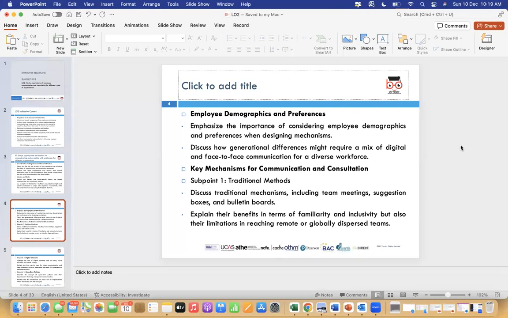And benefits in terms of familiarity and inclusivity, but also limitations in reaching remote or globally dispersed teams. So it's beneficial because you're talking face to face, you're doing everything the traditional way. But in terms of limitations, it says reaching remote or globally dispersed teams. Of course, you obviously can't have a proper face-to-face meeting with someone based in the UK when you're in India, right? So that's obviously a limitation there. So when it comes to MNCs or organizations that function on a global scale, this might not work. Whereas an organization or small business that has employees coming in every day and working from the office instead of working from home, traditional methods would definitely work.